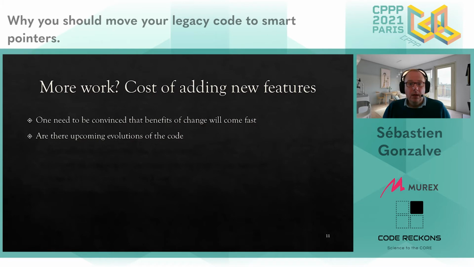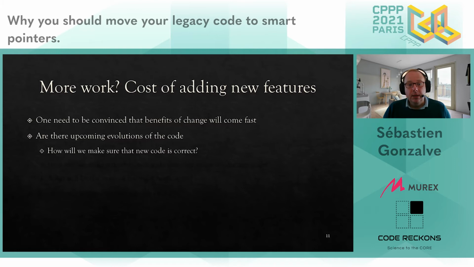There's also the fact that people need to be convinced that the benefits will come fast. Telling people you will have fewer bugs, it will be easier to work in the existing code is nice, but what they want is to have less work now. They want to have the benefits now. So we have to prove to people, when we want to push such changes, that the benefit will come fast. And usually it comes through the upcoming evolution of the product or of the code.